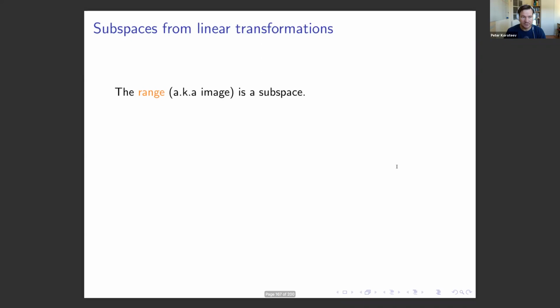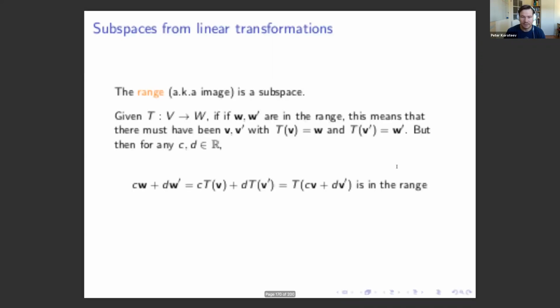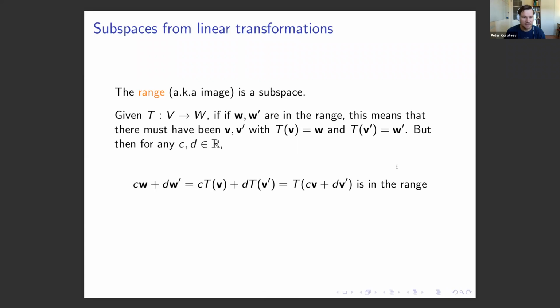Subspaces from linear transformations. The range or the image of a subspace. So take a linear transformation T from V to W. Now, if w and w' are in the range, it means that there must be v and v', which are pre-images of those vectors. And for any constants c and d, we have this property over here. So this is also in the range. We've seen this argument before for Rn, and here it works the same way. So the range is a vector subspace.